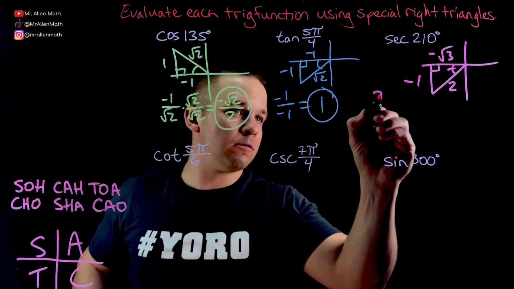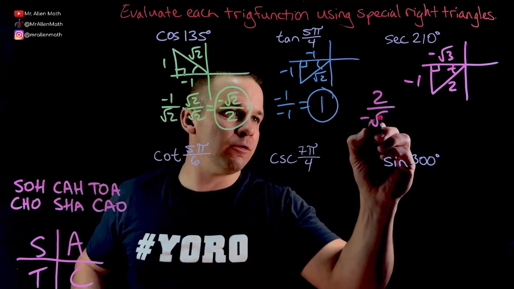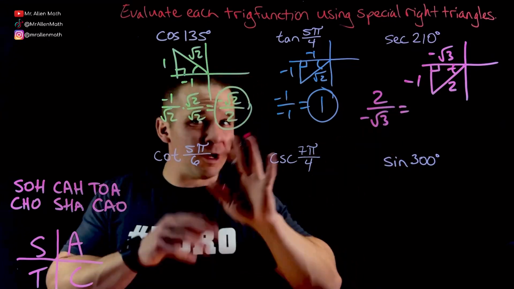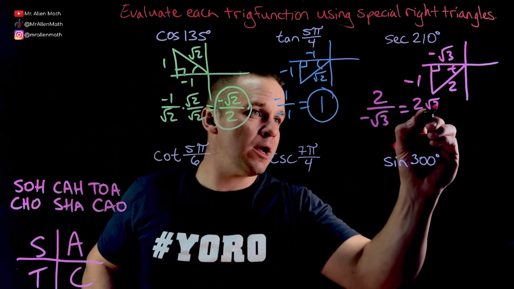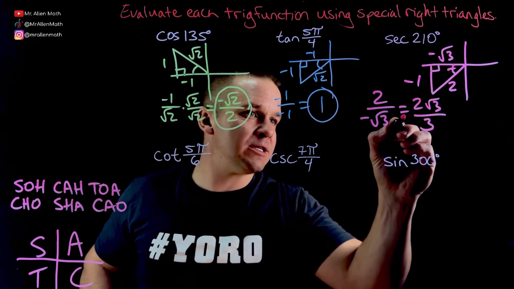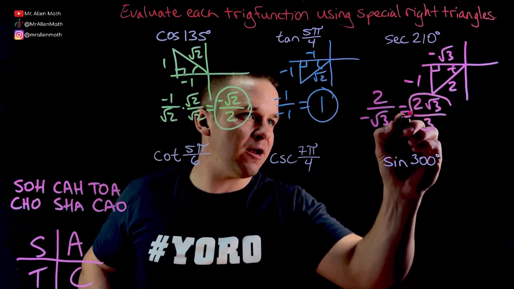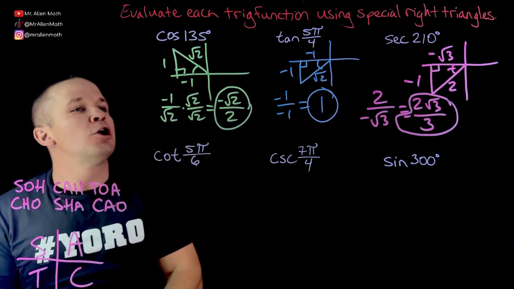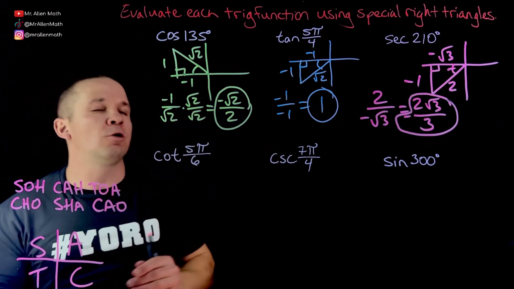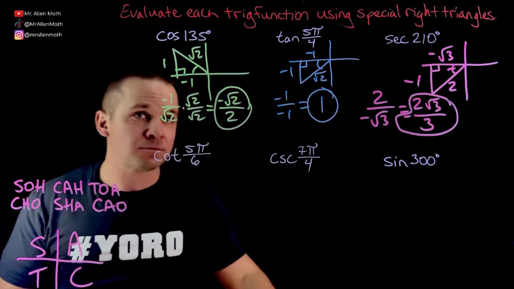So we got 2 over negative root 3, which once rationalized, multiplied by root 3 over root 3, is going to be 2 root 3 over 3. It is negative, so there we go. There's my final answer. Sorry, my negative got kind of buried there, but there we go. Negative 2 root 3 over 3, final answer. Wonderful and fantastic.